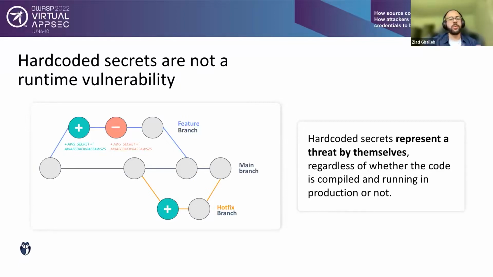They will be traversing all branches and all commits history to look for valid secrets. So it doesn't matter if it's on a feature branch, hotfix branch, or the main one, if it's from 5 years ago or from yesterday night. If it's valid, then it can be used against you.